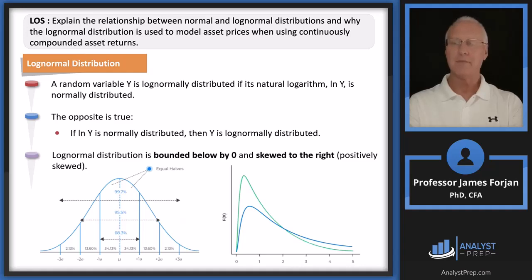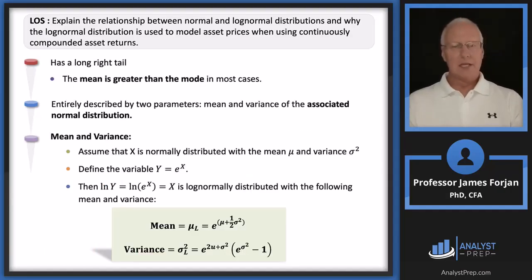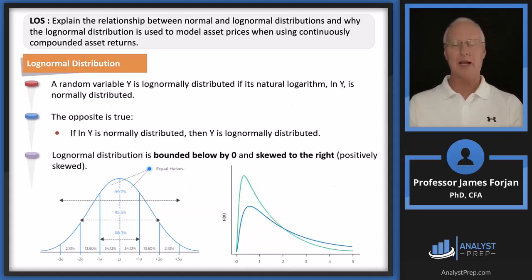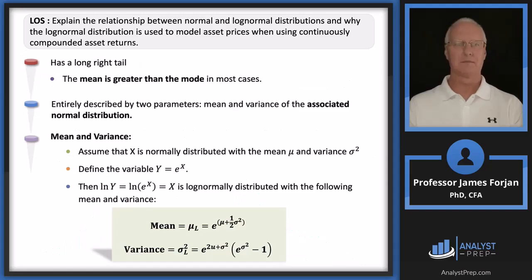Notice that the origin begins at 0. So you can't have a negative asset price. What we're going to do is we're going to have a distribution that is skewed to the right. We can call that positive skewness. Now, a couple of other things about this log normal distribution. Its mean is probably going to be greater than the mode. Let me go back. If you draw a dotted line from that top point of the mountain, that would be the mean. The mode is probably going to be somewhere to the left of it.